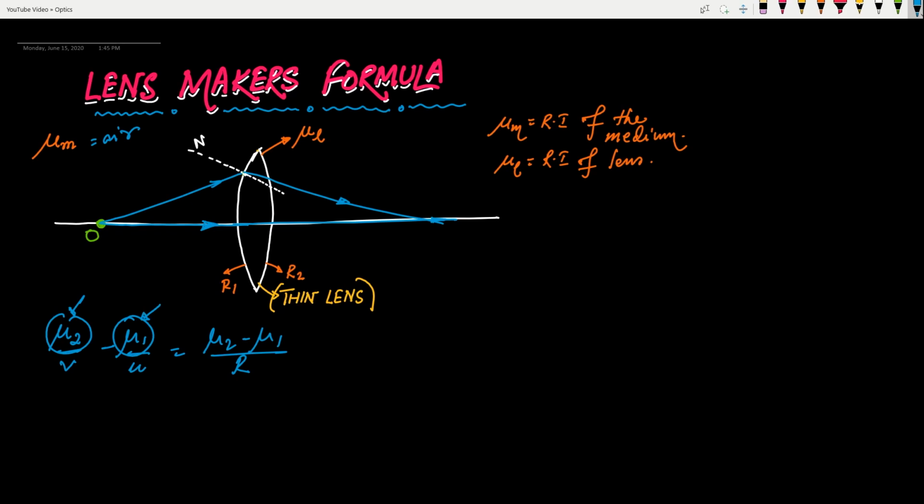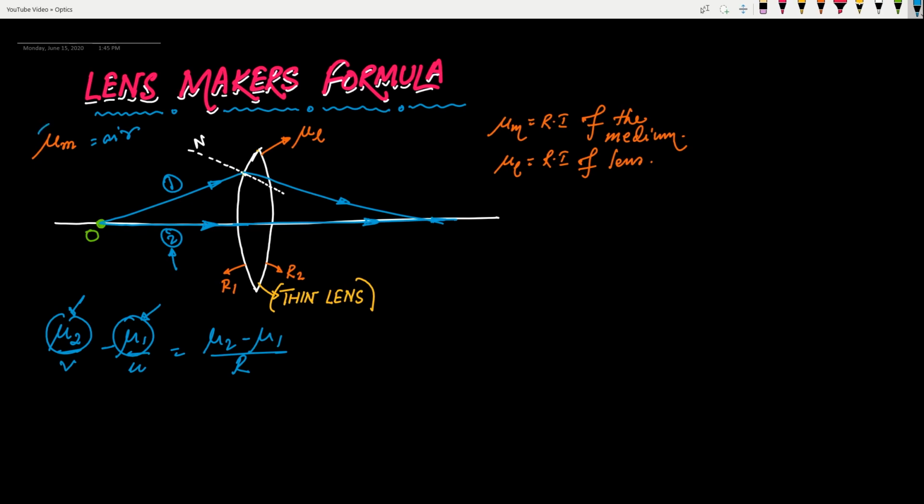Okay, so let's see, we require two rays for image formation. So this is our first ray and this is our second ray. Okay, this second ray is moving along the principal axis, so it will not deviate, it will move along the principal axis as you can see. And the first ray after refraction bends towards the normal.